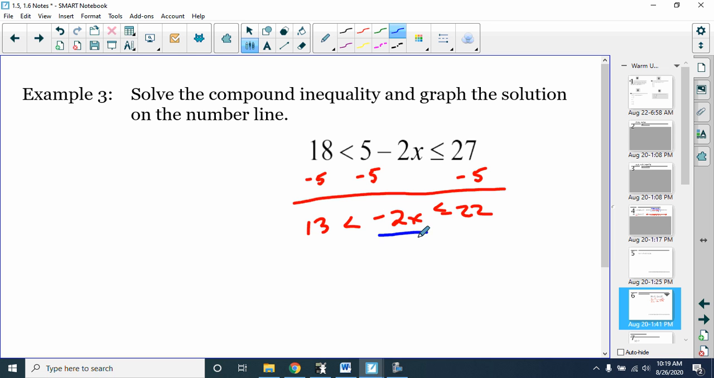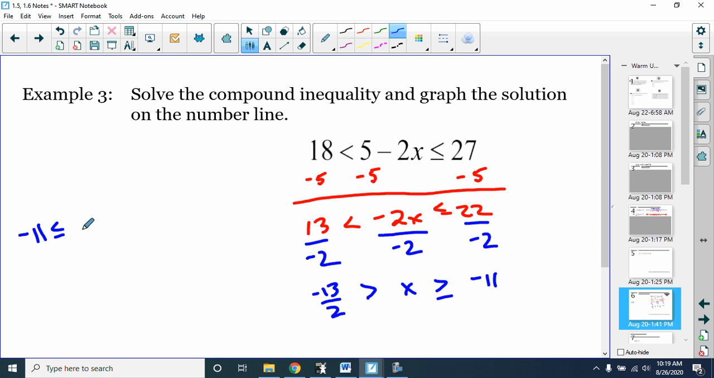Divide both sides by negative 2. Divide all sides by negative 2. When I divide by a negative, we need to make sure we remember to flip our inequality around. So the best way to write this, we start with the smallest number, negative 11. X is bigger than or equal to that. X is less than negative 13 over 2.